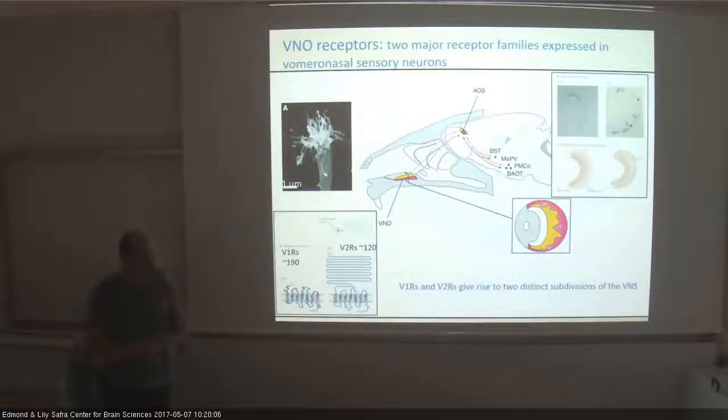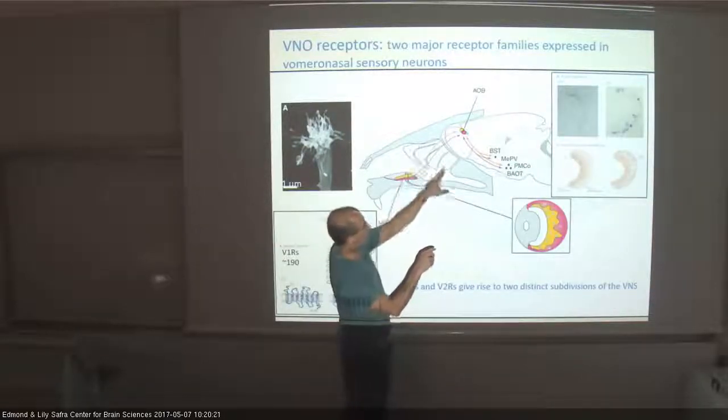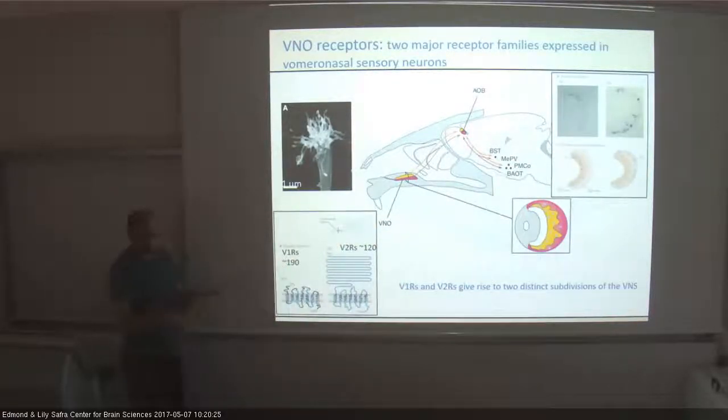In the sensory epithelium, we distinguish between the main olfactory epithelium, which is shown, which would be here, and the VNO. Both are in the nasal cavity, but the VNO is a distinct enclosed structure.